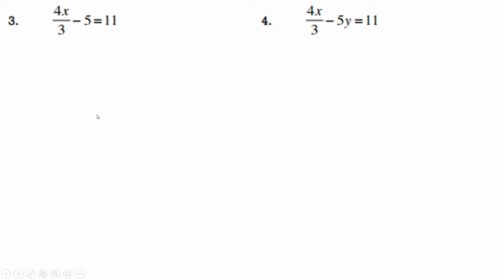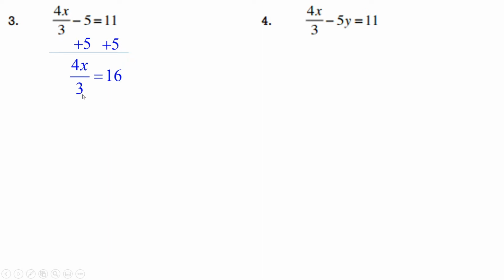All right, number 3. 4x over 3 minus 5 equals 11. Well, we better get rid of that minus 5 right there. Let's add 5 to both sides. That leaves us, well, 4x over 3 minus 5 plus 5 is 4x over 3. And then on the right, 11 plus 5 is 16. Now, that x is being multiplied by 4 and divided by 3. That's like multiplying by the fraction 4/3.